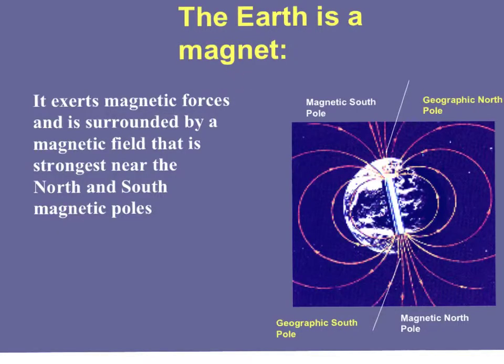The Earth is actually a magnet and exerts magnetic forces, surrounded by a magnetic field that is again strongest near the north and south poles, just like a big bar magnet is. And these magnetic fields you could actually track in outer space, such as other planets as well. Even the sun has a magnetic field.